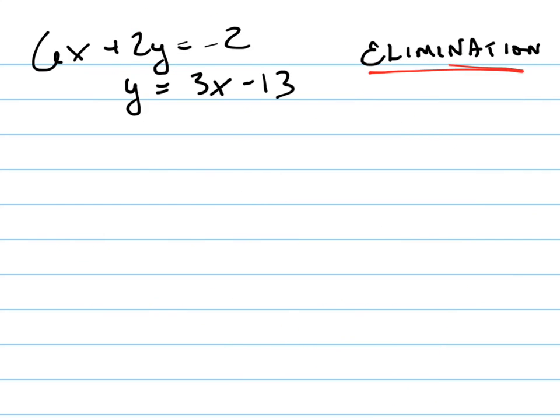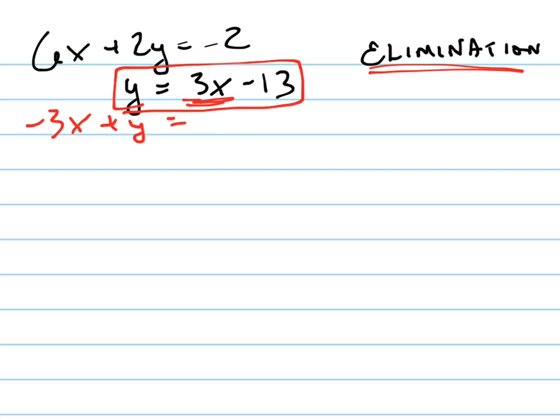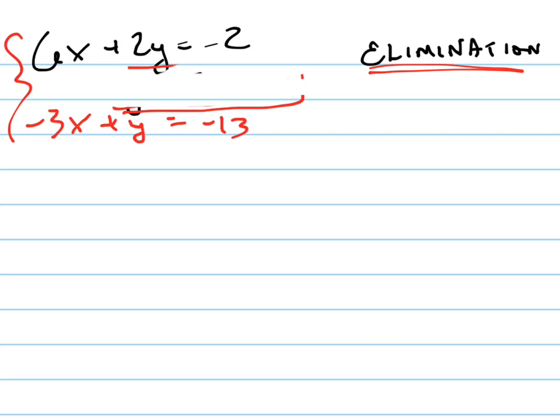Method 2, elimination. Elimination method works best when you've got the equations both written in standard form. So we're going to rewrite this in standard form. I'm moving the 3x over, so it's negative 3x plus y equals negative 13, and I'm just going to erase this so that it's not confusing to us. So there's my system of equations. Notice they're both in standard form, and what I'm going to do is multiply one of these equations by something so that when I add the equations straight down, one of the variables is eliminated.